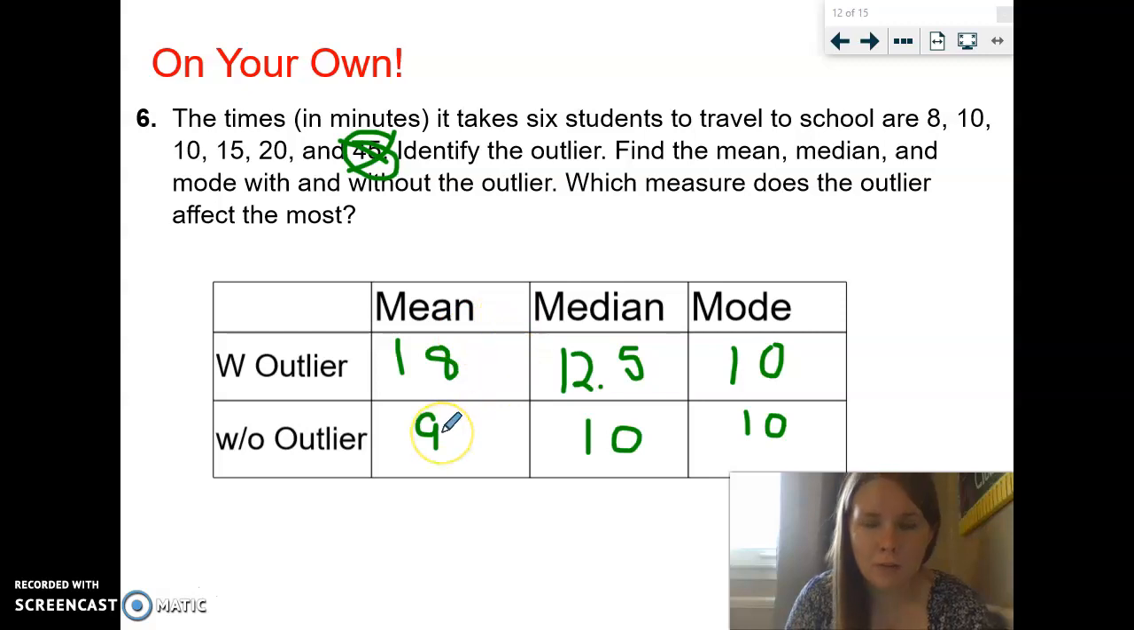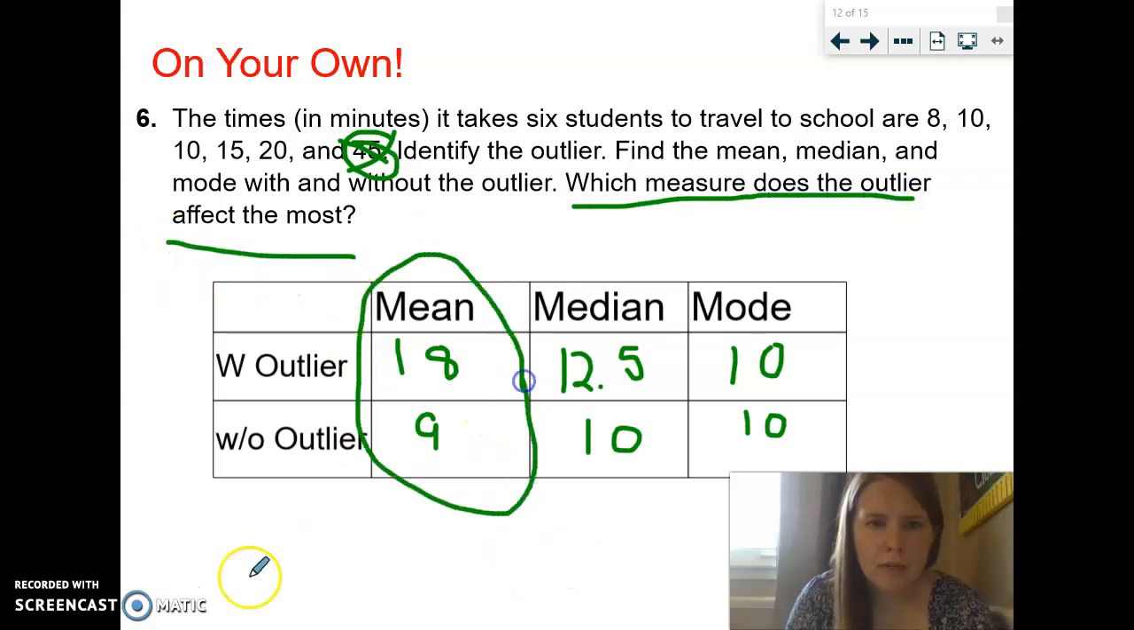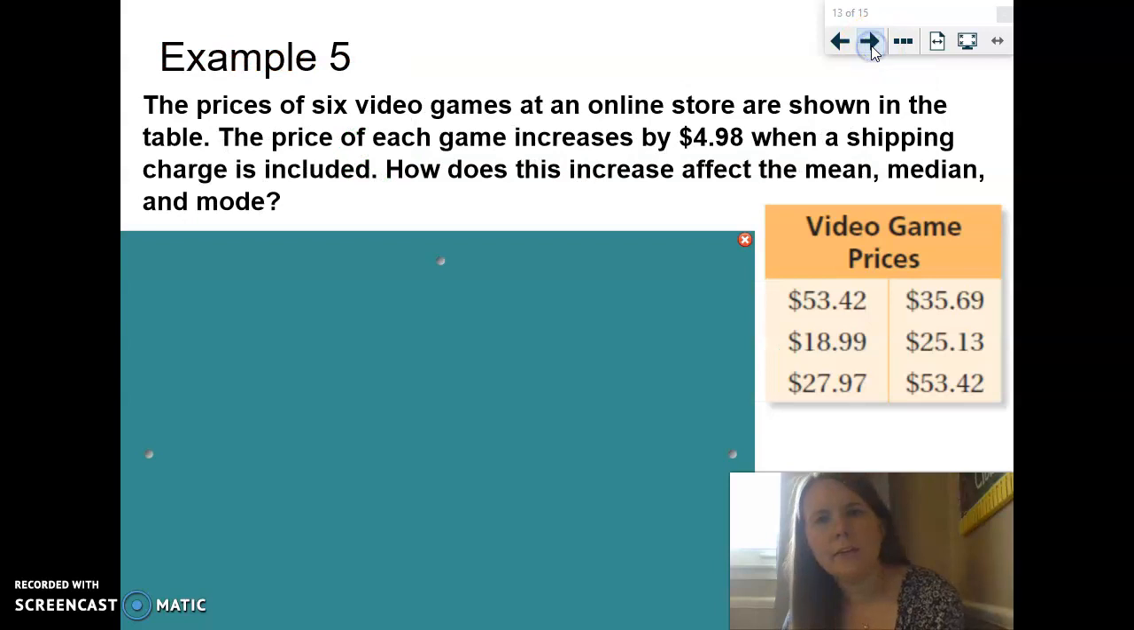My mean went all the way down to 9. Median, still, it changes sometimes, but not quite as much. And my mode ended up being the same. So which measure does the outlier affect the most? The outlier affects the mean the most. That's what it's affecting. All right. We still got some stuff to do, so we're moving on to the next one.